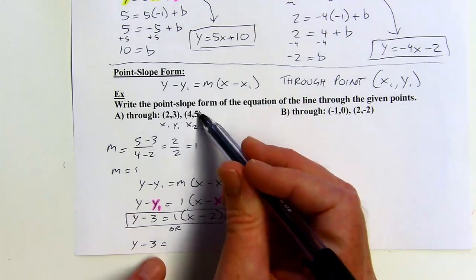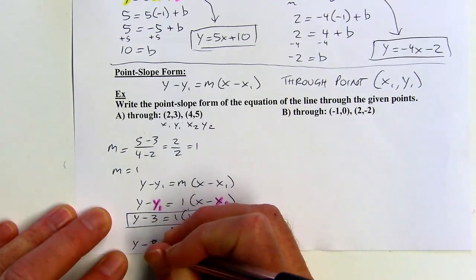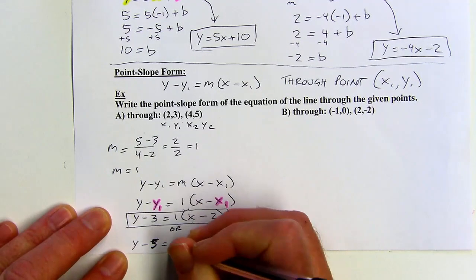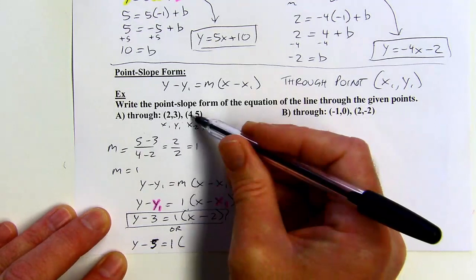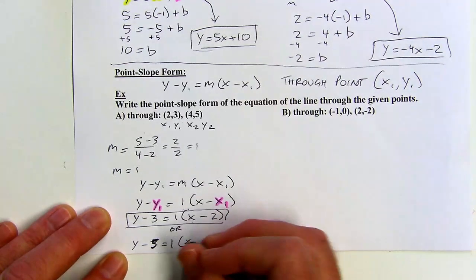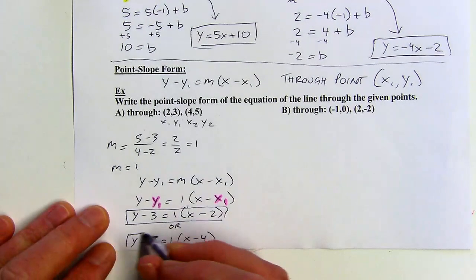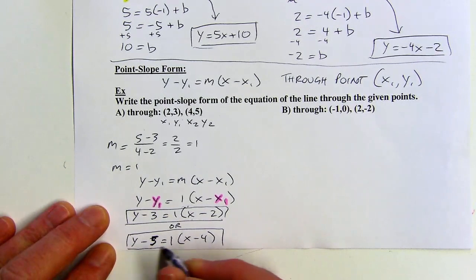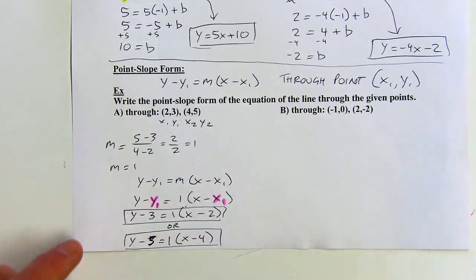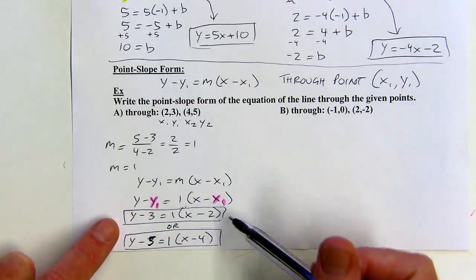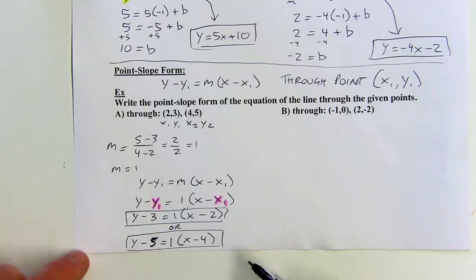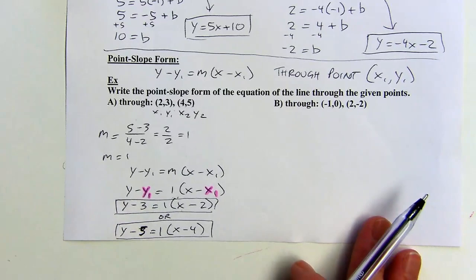Whoops, my other xy pair, the y is 5. Sorry, I got carried away there. My slope was still 1, and the other x was 4. Okay, and if you ended up with double negatives, you wouldn't want to leave the double negatives in your final answer. So if you put these both in slope-intercept form, they would actually be equivalent to each other. So they're both correct. All right.